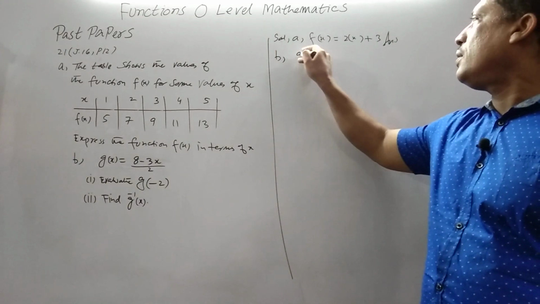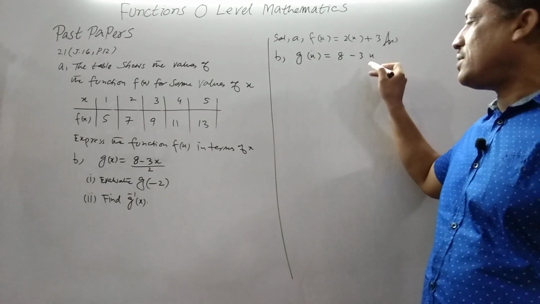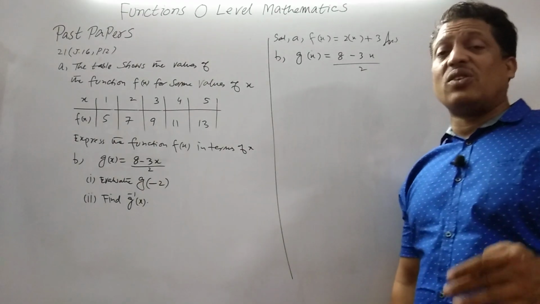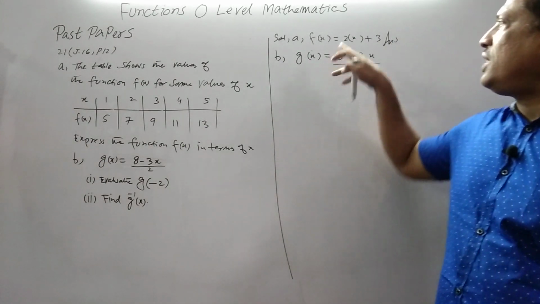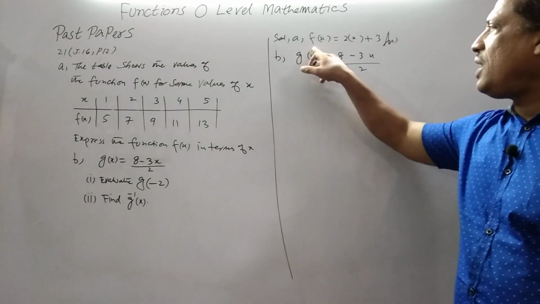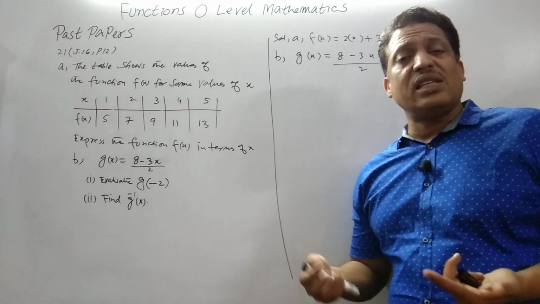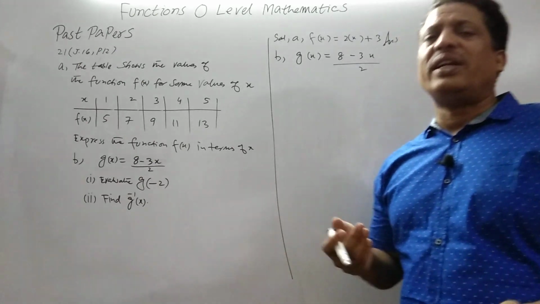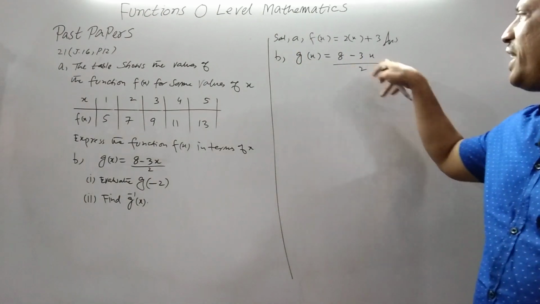Come to part B. In part B, g(x) is (8 minus 3x) over 2. Students, it is not necessary that the function of x is always given in the form of f. Whenever you see the function in the form of f, you call it function of x. Whenever you see the function in the form of g, this is also a function. You can see it in the form of h(x) as well. So it is not necessary that the function is always written in terms of f.